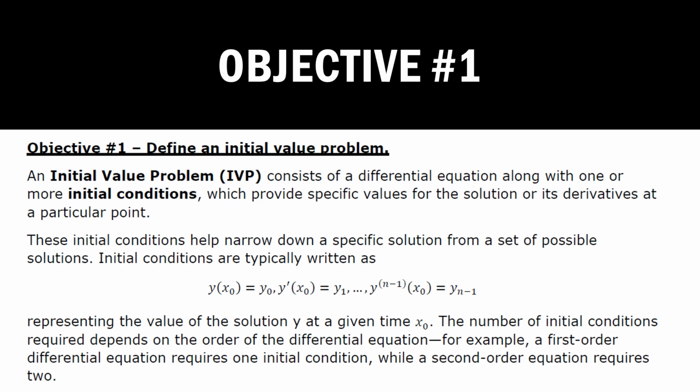So initial conditions are typically written as y of x sub 0 equals y sub 0, or y prime of x sub 0 equals y sub 1, and so on and so forth. So in this initial condition representation, the value of the solution y is given at a specific time x sub 0. The number of initial conditions required depends on the order of the differential equation. For example, a first-order differential equation requires one initial condition, while a second-order equation requires two.